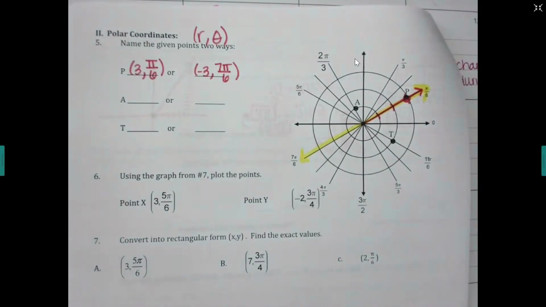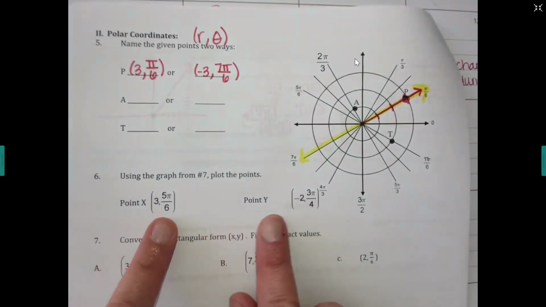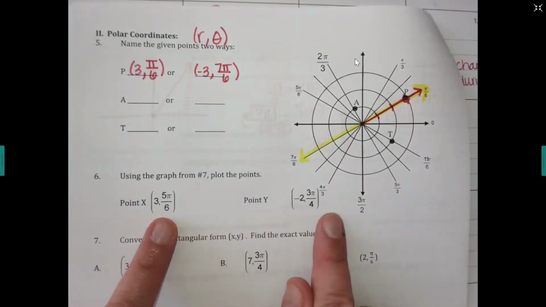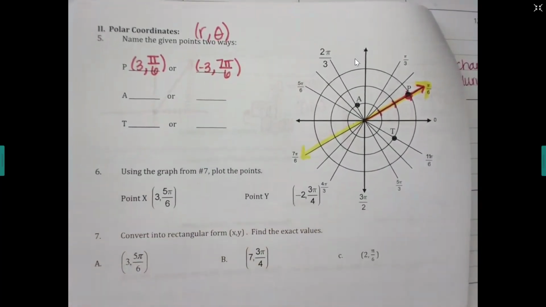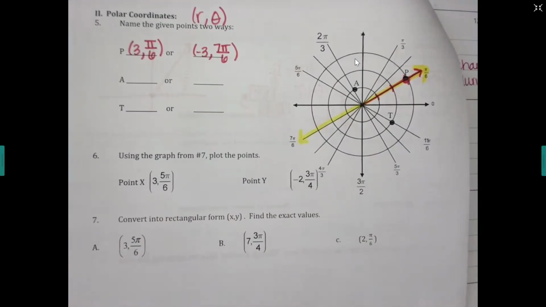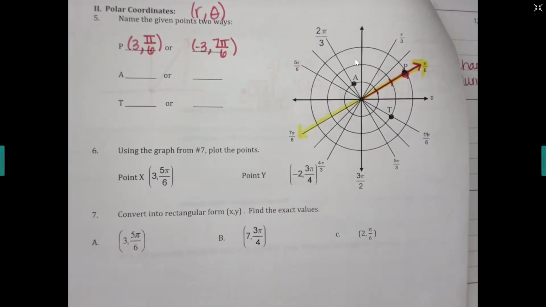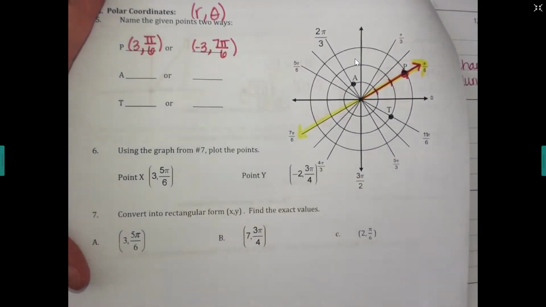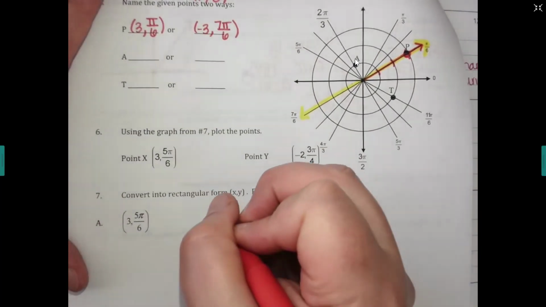Then you're asked to do the same thing for 2 more points. And then you're asked to plot a couple of points here, which hopefully you could do. Go down to your next section. You're asked to convert into x, y. Your formulas for these, if you don't remember, we'll do the middle one. We'll do B.